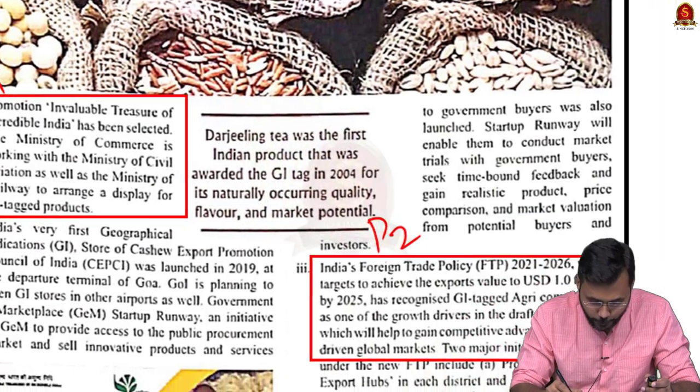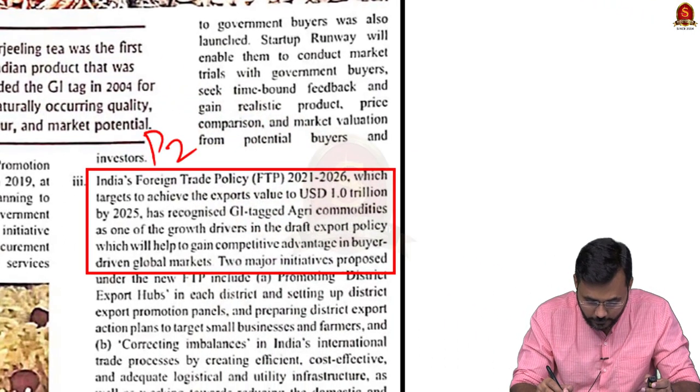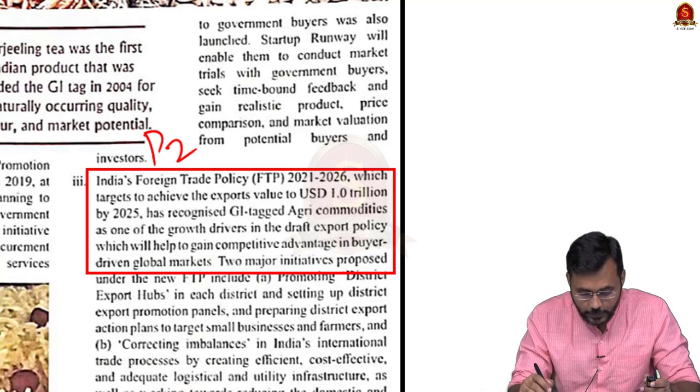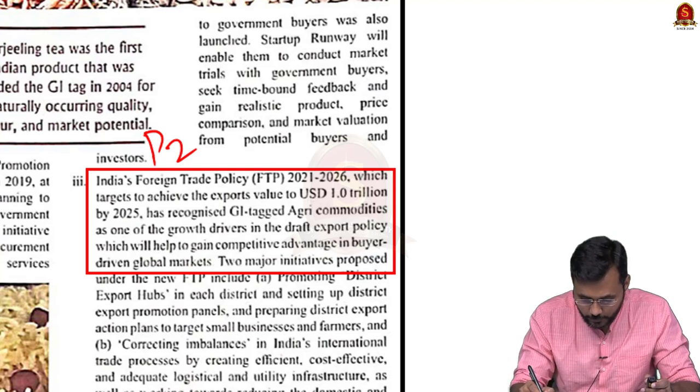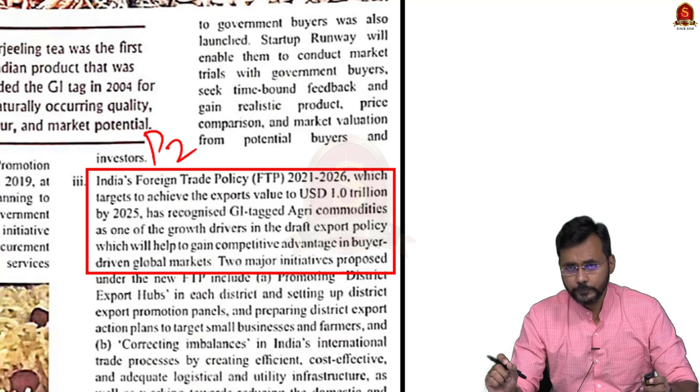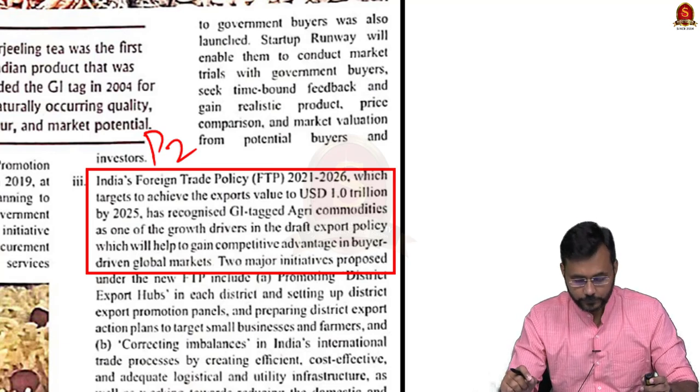And in paragraph 2, regarding the Indian foreign trade policy. The foreign trade policy is for 5 years, 2021 to 26. We are in 2022, where we want to achieve 1 trillion US dollars in exports. This is the target given by the government under the trade policy: to achieve $1 trillion in exports by the year 2025.